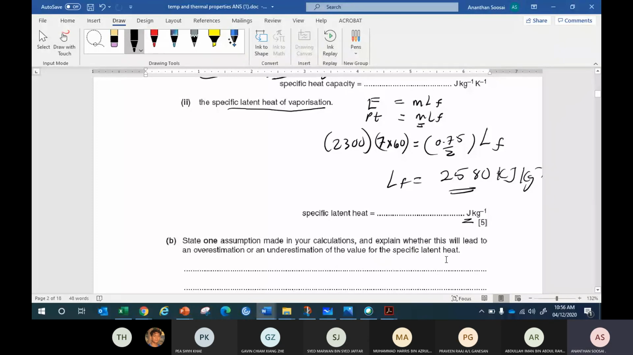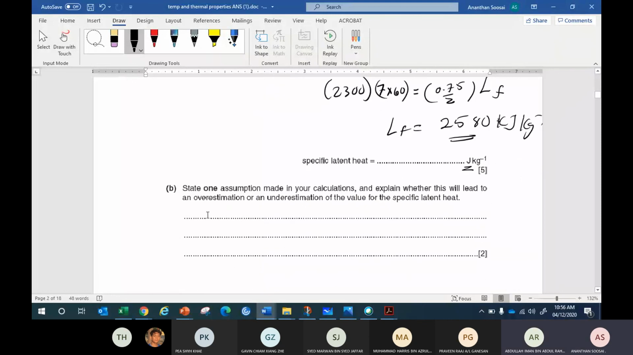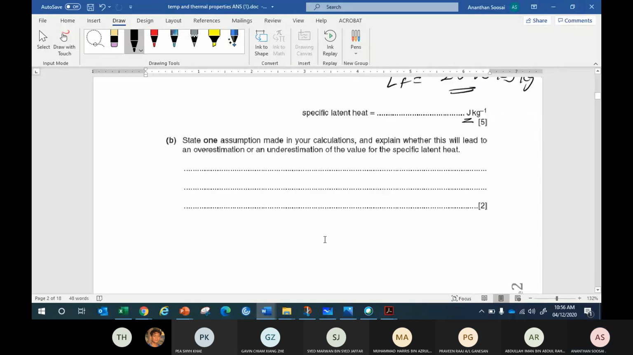Overestimation. The PT is higher than it is supposed to be, because some energy lost is also counted here. So we assume no energy loss to the surroundings. This will lead to overestimation of the latent heat.